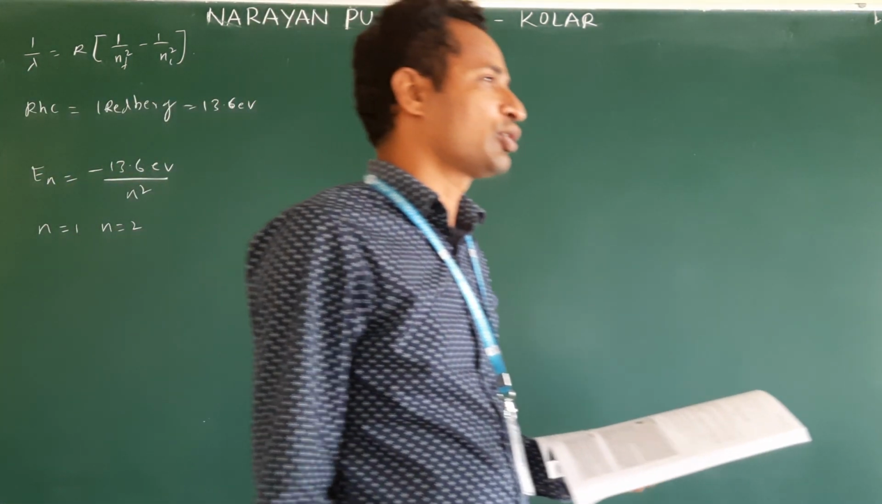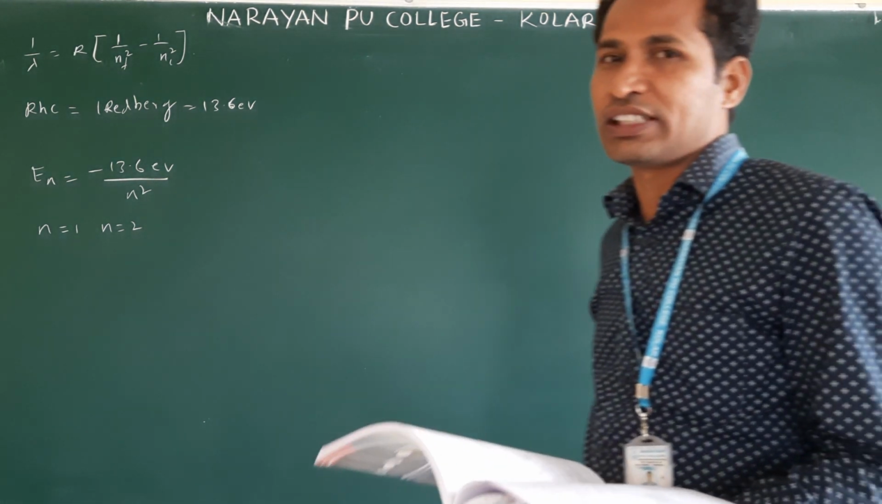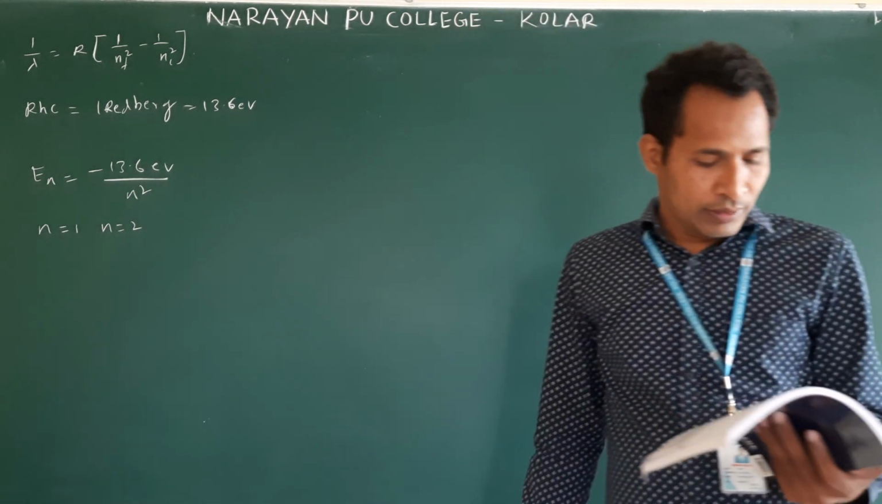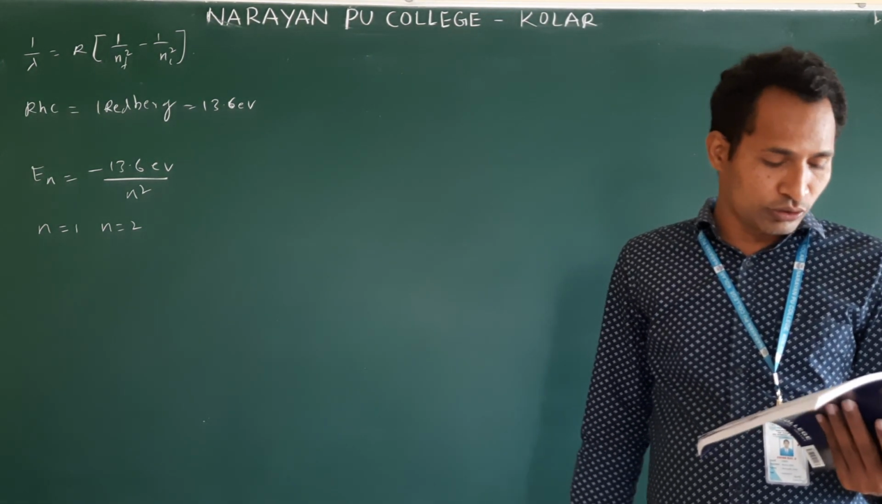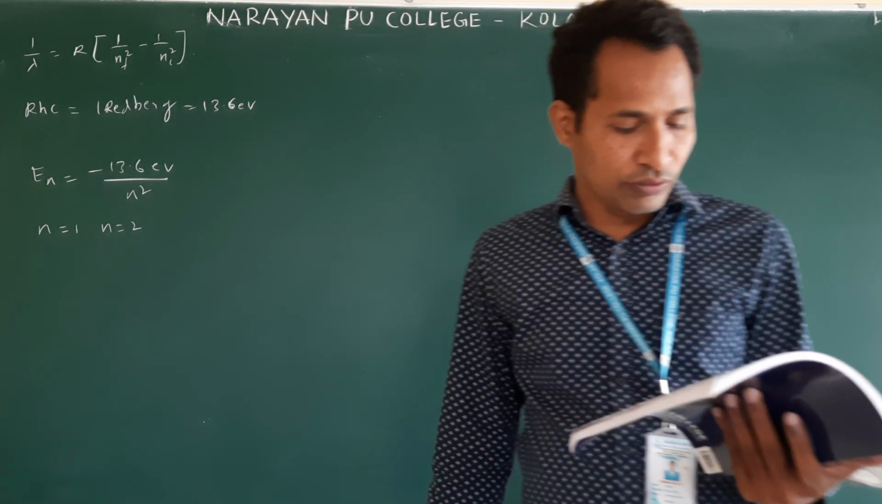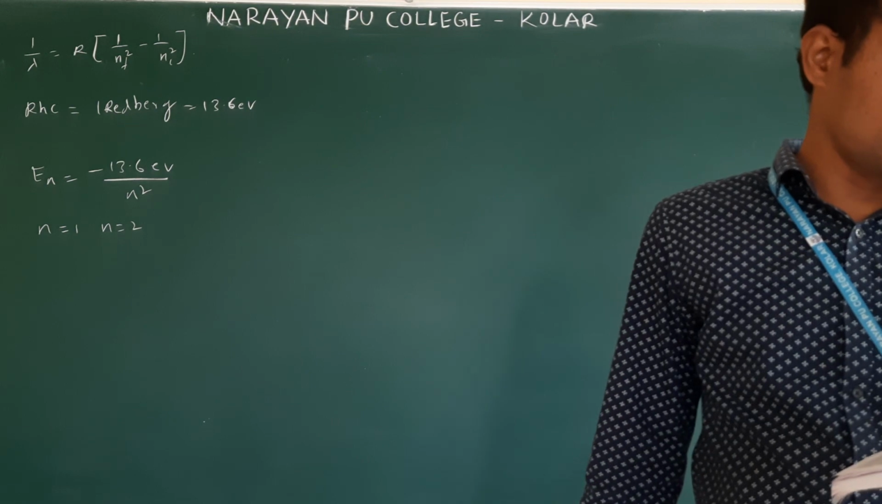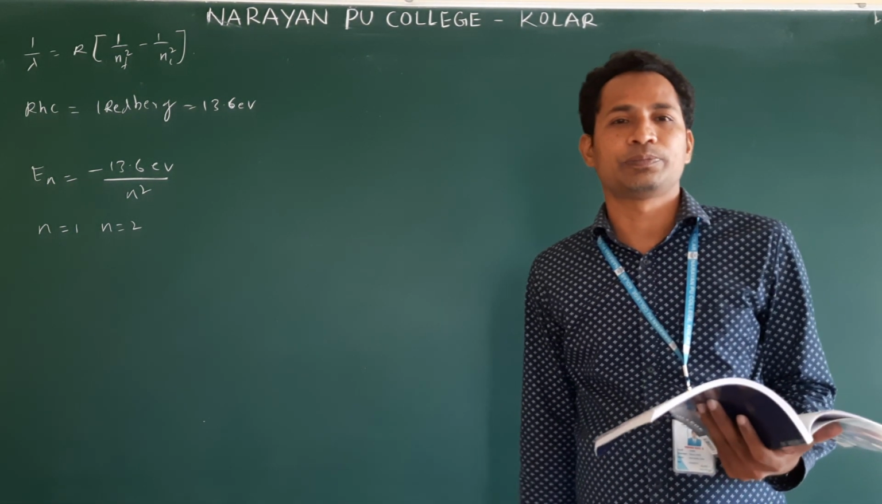First, the innermost orbit, close to the nucleus. The energy of the electron in the innermost orbit is minus 13.6 eV. This is the ground state electron, right? Next one, n is equal to 2. That is the first excited state. So E is equal to minus 3.4 eV. Next, n is equal to 3, minus 1.51 eV. n is equal to 4, minus 0.85 eV. n is equal to infinity, 0.